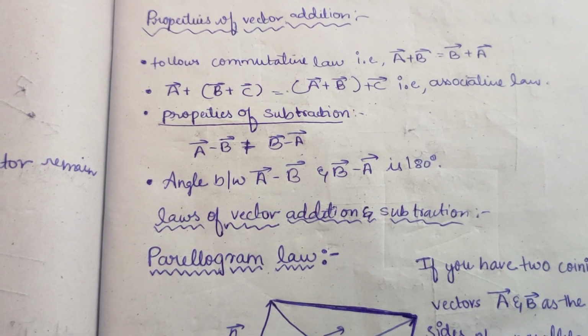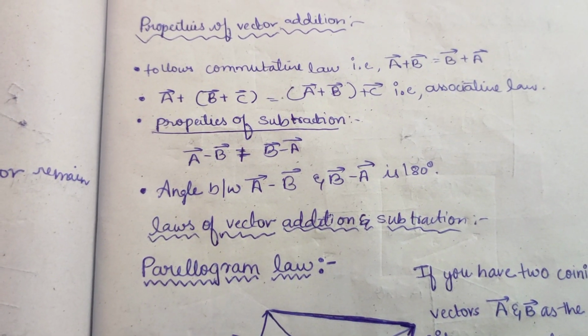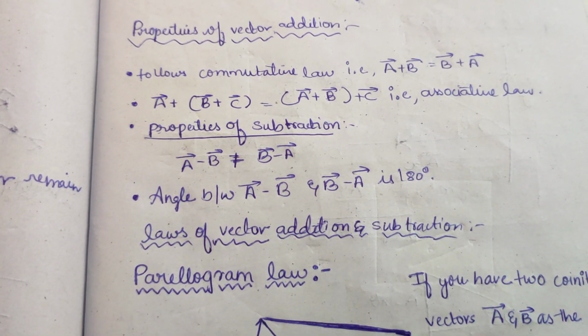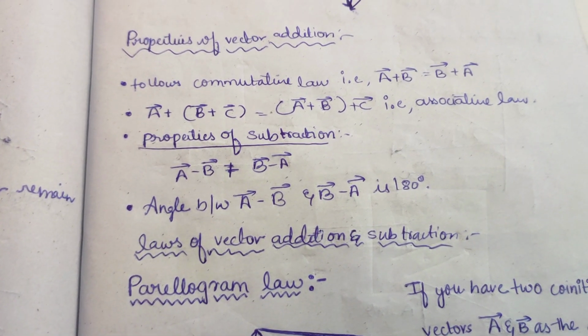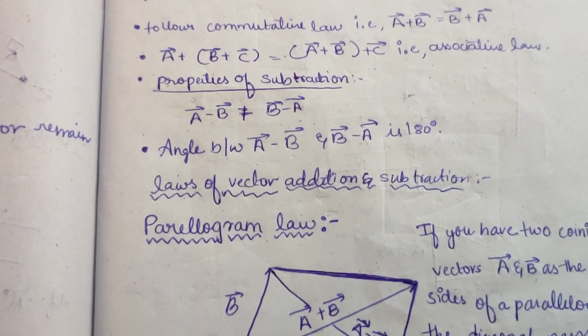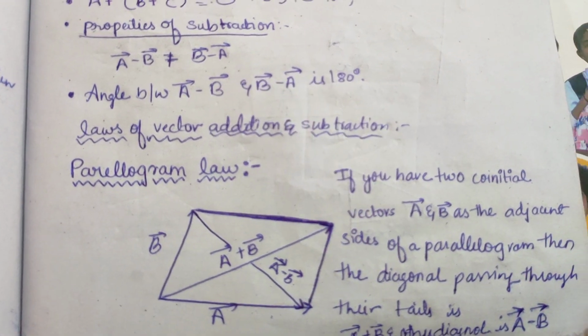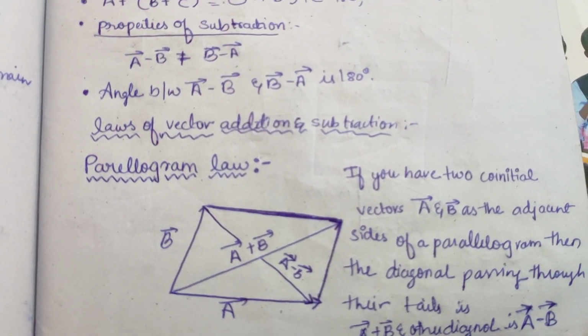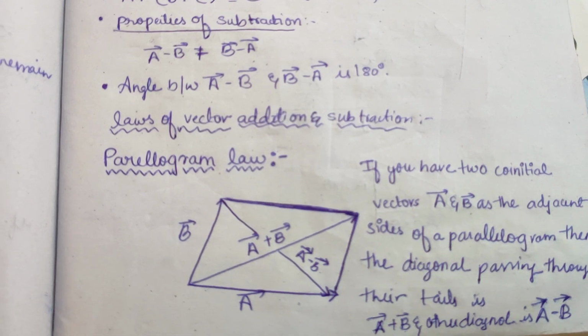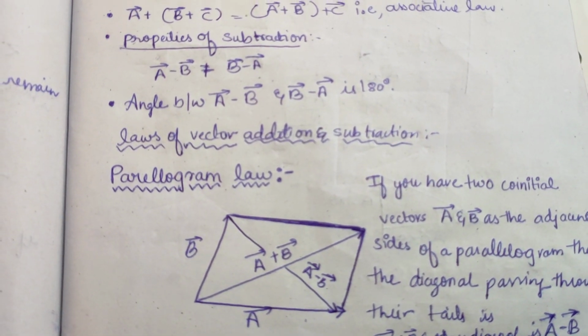Now properties of subtraction. Here a minus b is not equal to b minus a, and the angle between a minus b and b minus a is 180 degrees. Now laws of vector addition and subtraction. Here you can see, first law is known as the parallelogram law.